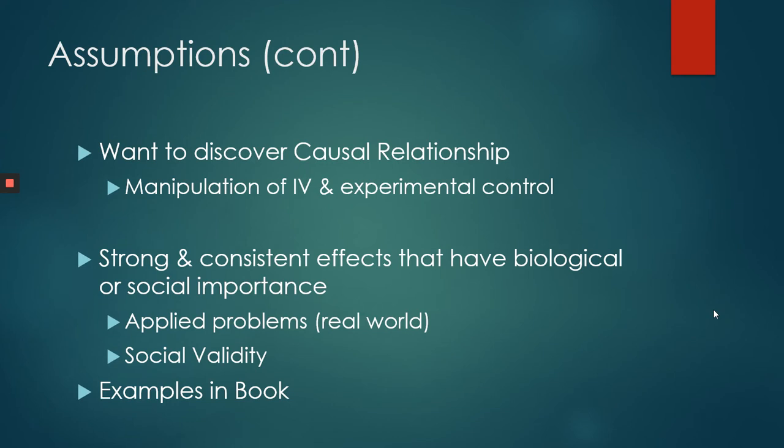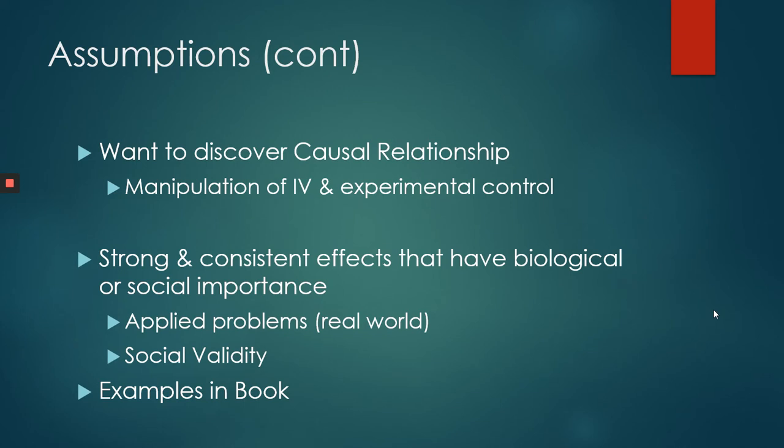Another assumption, or why you would do this type of research, is you want to discover a causal relationship. So remember that the big difference between a case study and single subject research designs is that single subject research designs actually try to do experimental methodology. So you have manipulation of an IV and experimental control. Given this, you are hoping to uncover some sort of causal relationship. Typically, if it's a real world problem, the causal relationship you hope to find is that the intervention that you think impacts people actually does impact people positively.